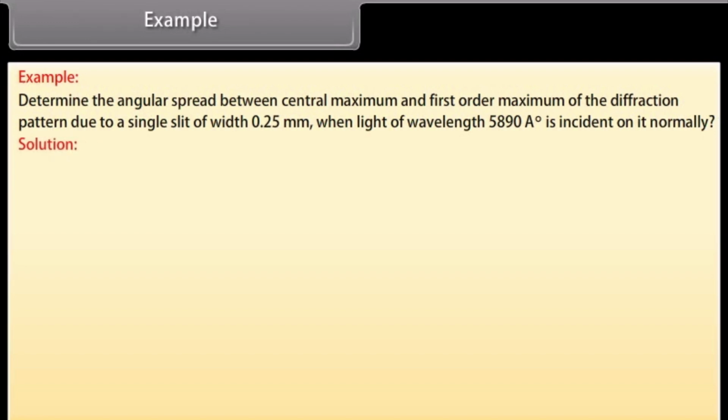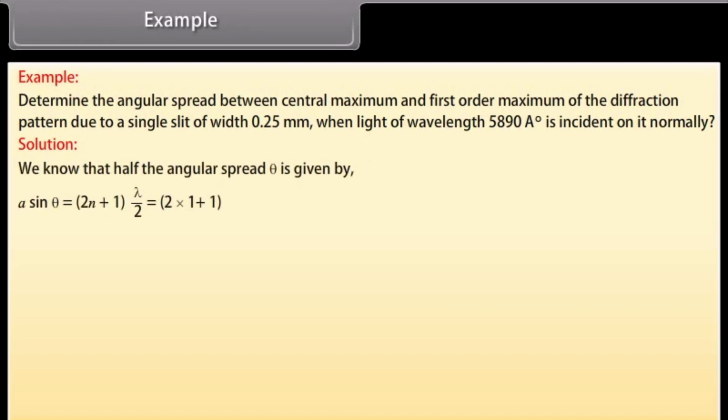Let's see the solution. We know that half the angular spread is given by a sin theta = (2n + 1) lambda by 2. On equating this, we get a sin theta = 3 lambda by 2. When theta is small, the value of sin theta is equivalent to theta. It gives a theta = 3 lambda by 2.